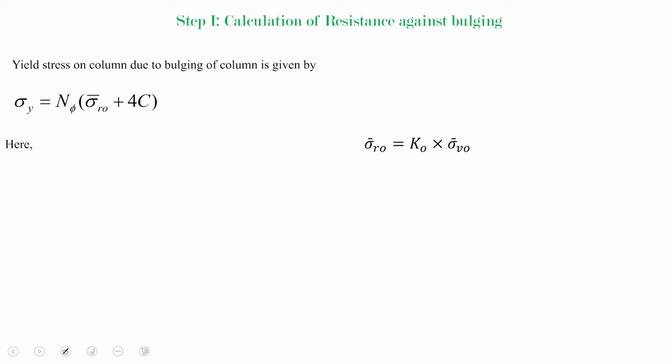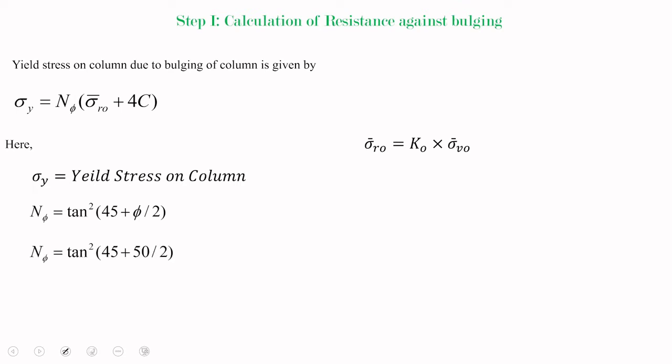Here sigma y is the yield stress on the column. How can we calculate N phi? N phi will be equal to tan square of (45 plus phi by 2). We already know that the phi value is given as 50, so we can easily calculate it. N phi equals tan square of (45 plus 50 by 2). After doing the calculation, N phi will be equal to 7.55.